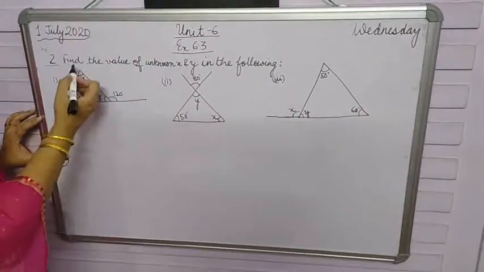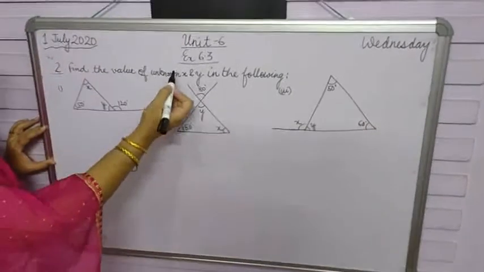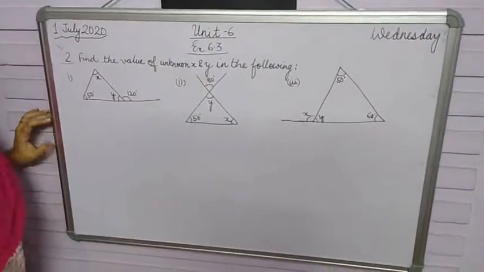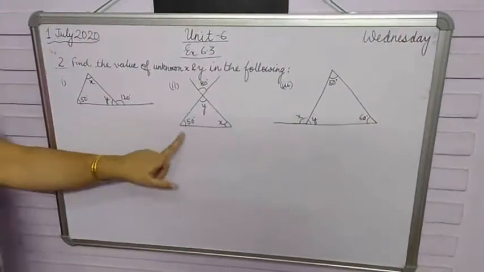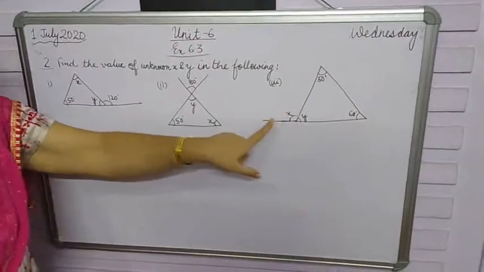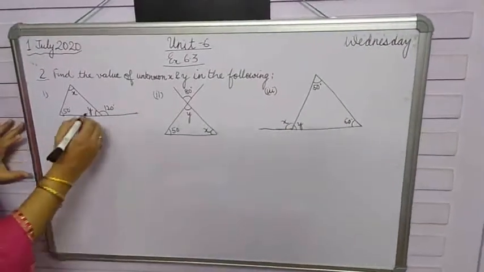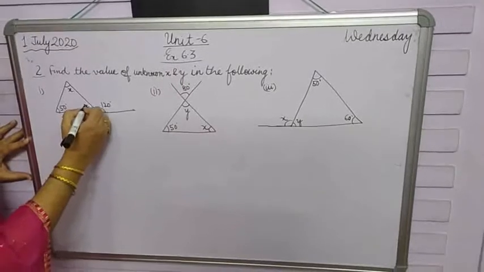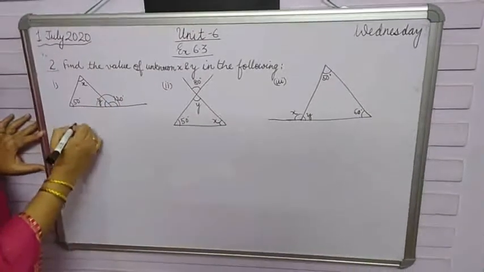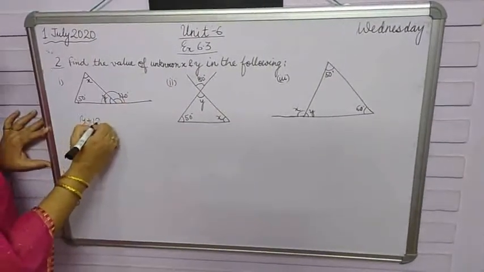Now let us discuss the second question. Find the value of unknown x and y in the following. As you can see in these figures, in every figure we have 2 unknown angles which are to be found. Now let us see the first one. Let us first find out y. Now these 2 angles together are making a straight line.